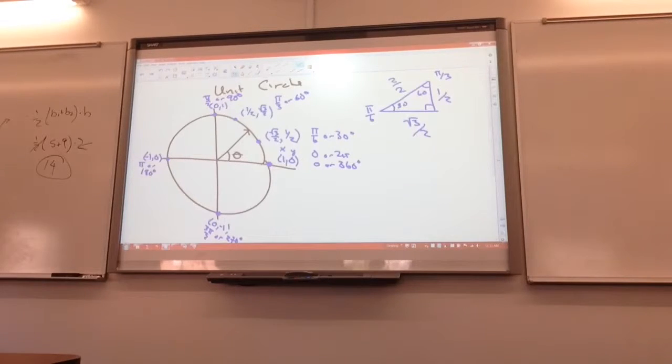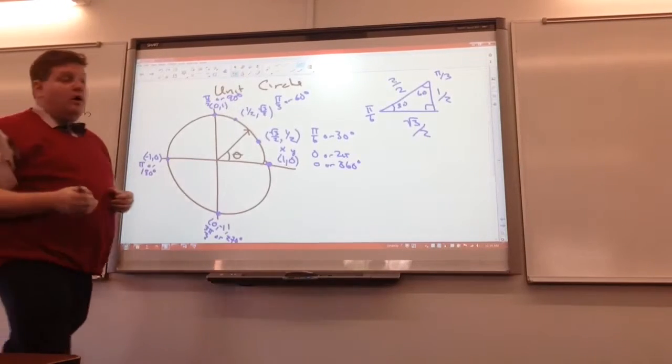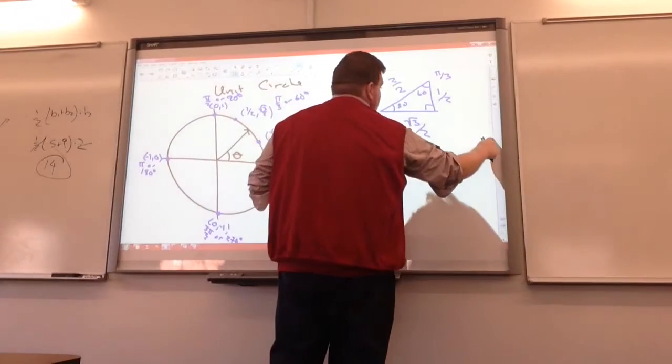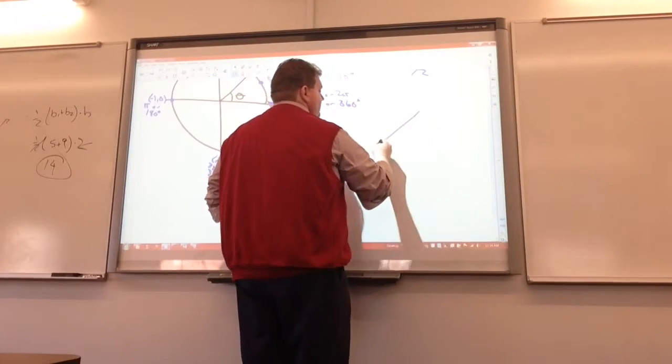Now, the next special right triangle we're going to deal with, that we have known angles for, is the 45, 45, 90 triangle, or a 1, 1, root 2 triangle. You remember that one from geometry.